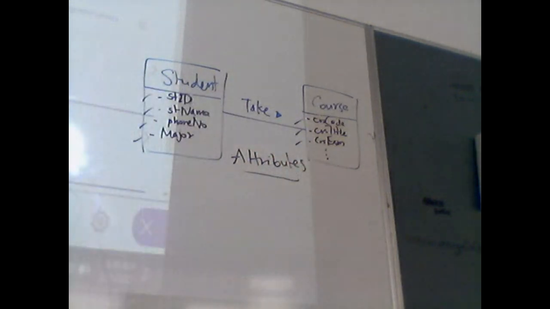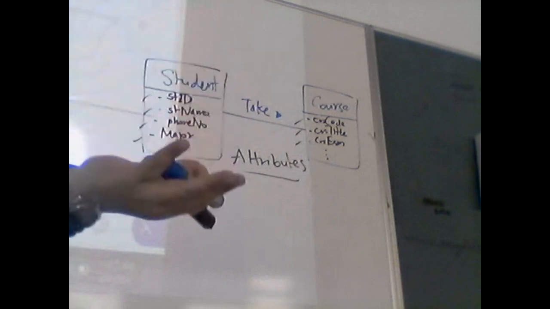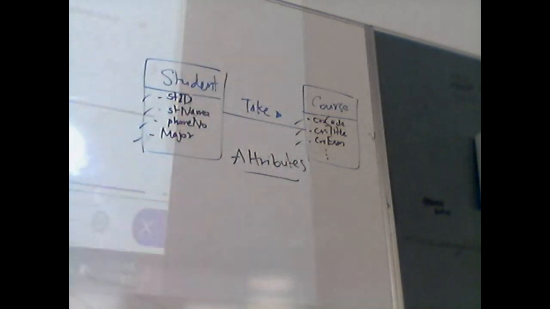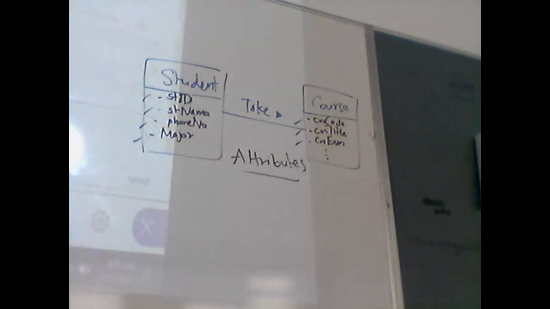These are attributes. Attributes, we said, are properties that describe some aspects of the relationship. Now, how about the domain? We talked about domain before. What is the domain of each attribute? Can you remember from the previous chapters? The set of allowable values for each attribute.